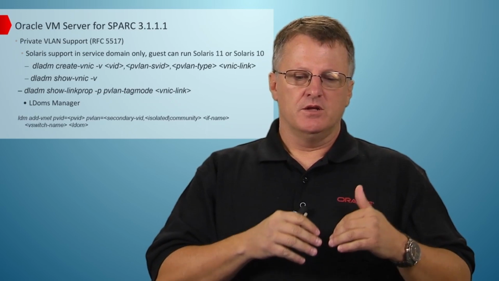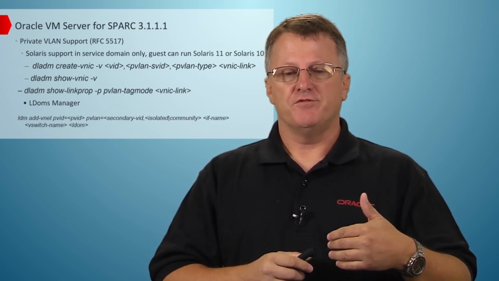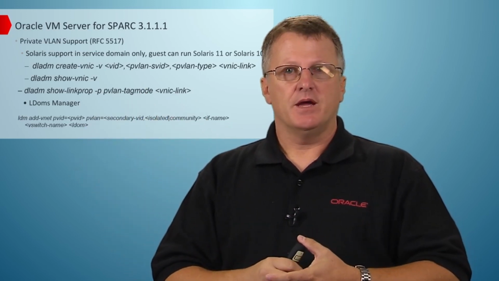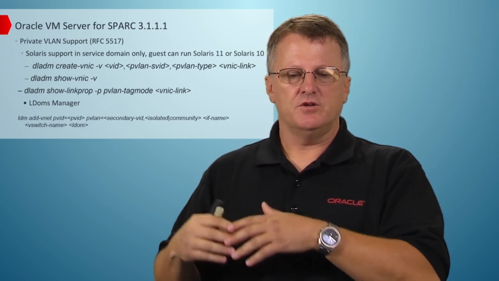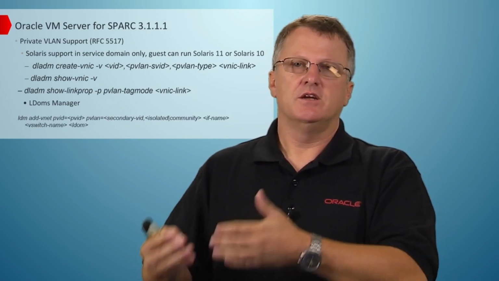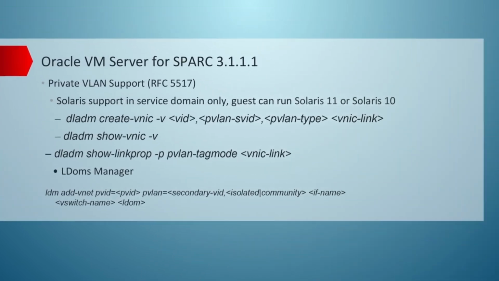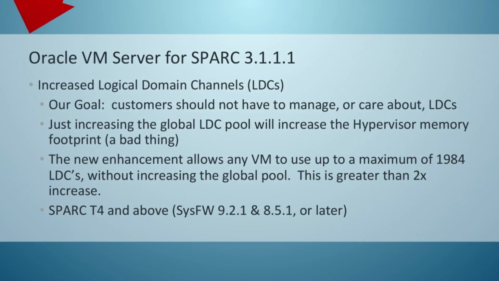So down in the logical domains configuration, when an administrator would now create a virtual network based on a VNIC, the add-vnet command, you can replicate the same PVLAN characteristics that you've established on the associated VNIC, and that now gets passed down and is honored in the LDOMs virtual network. Also in version 3.1.1.1, we've increased the number of logical domain channels available for each virtual machine.